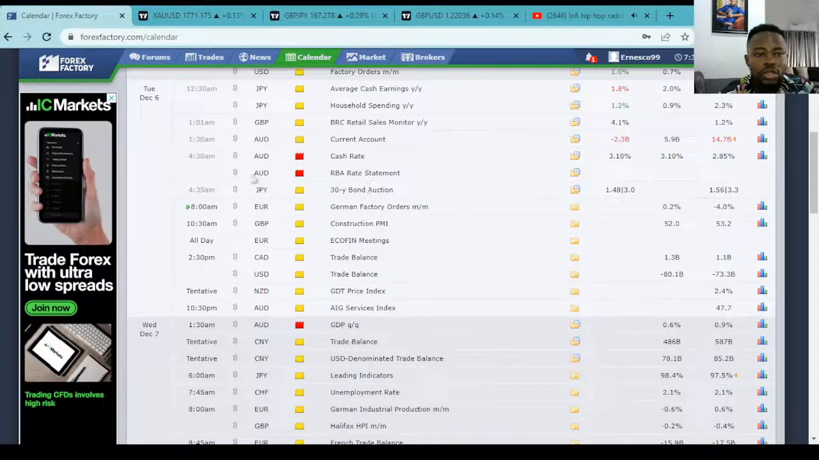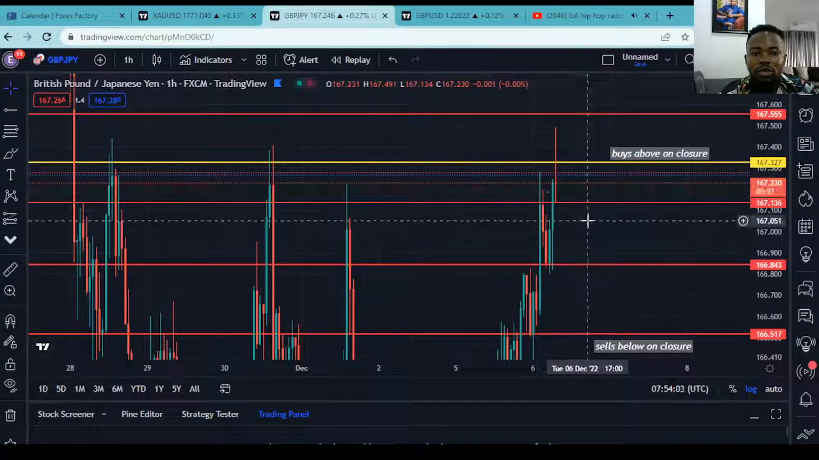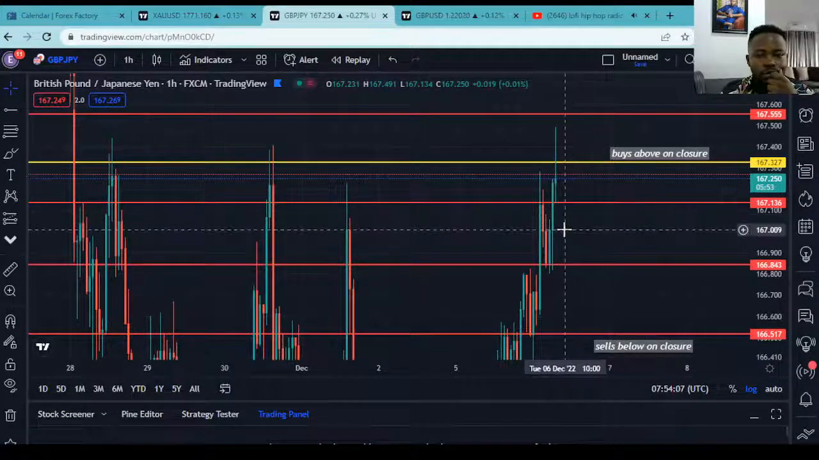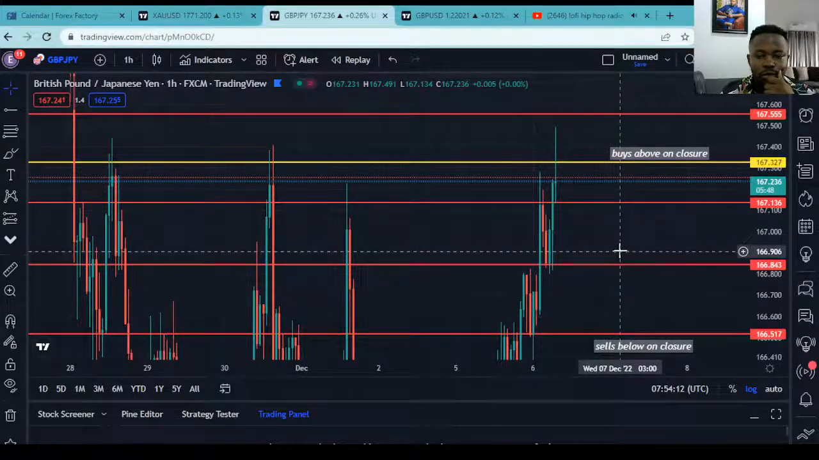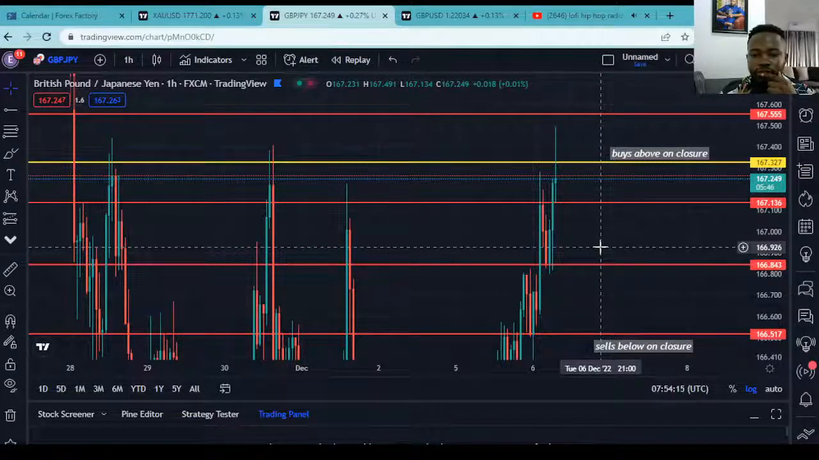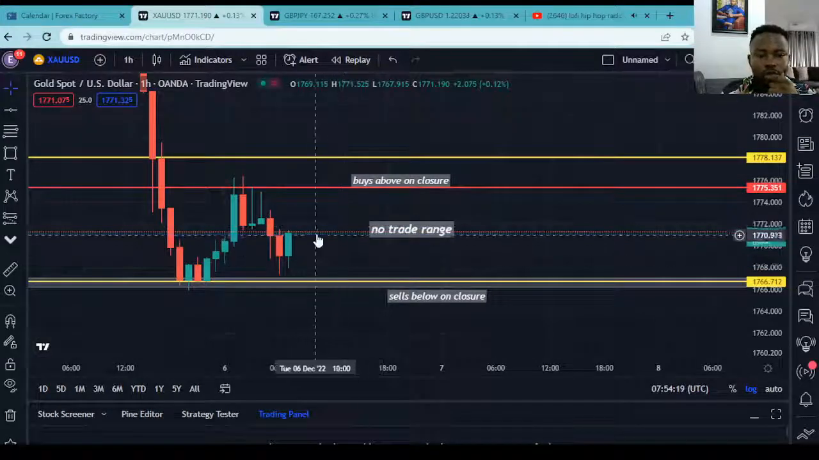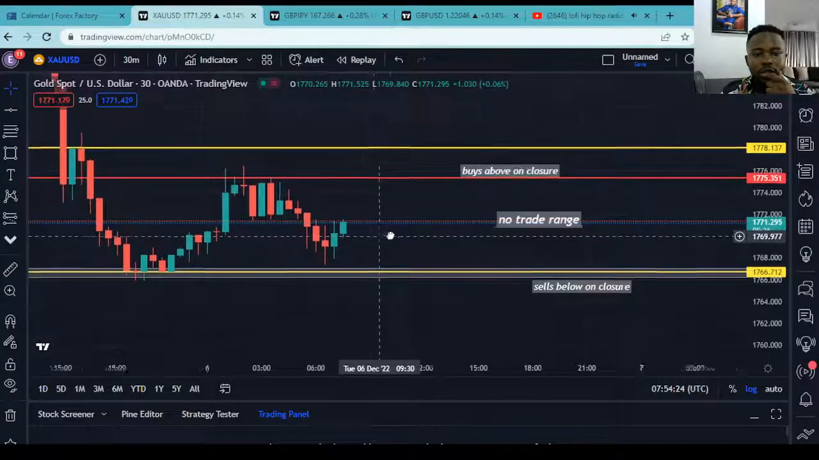There is no news today that we should be careful of. We don't have any news today. We have a very clean day here, so we just need to wait for London Open to see what candles are going to be doing, right? Gold is still ranging here.